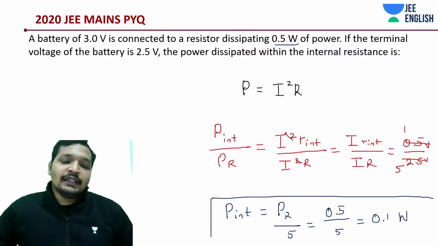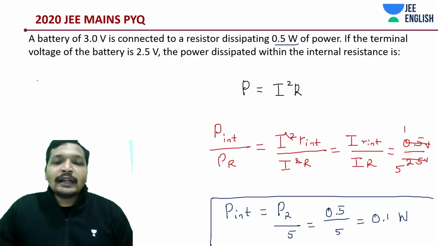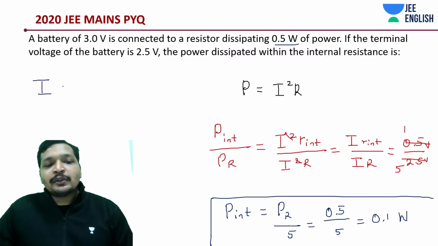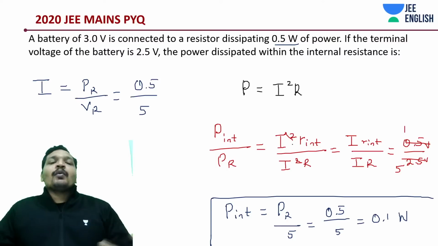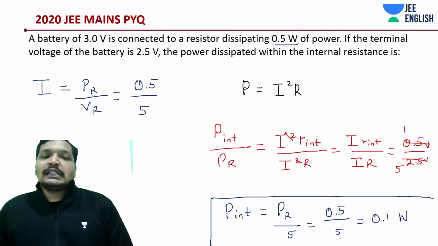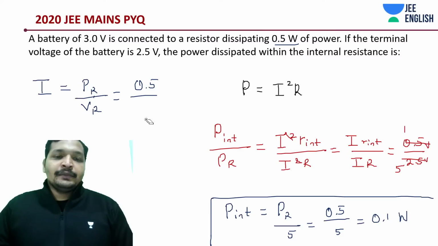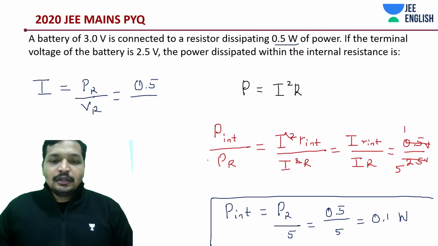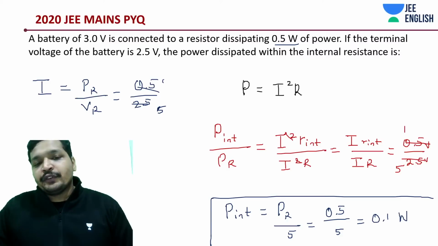Now there is another way. The other way is calculating the value of I, but it may not be necessary. How do you calculate the value of I? I is going to be P resistance divided by V resistance. So it's going to be 0.5 watt divided by... but ultimately what you need is the ratio of the resistances in this case. Okay, this should be 2.5 now. Easy. 1 by 5. Very good.